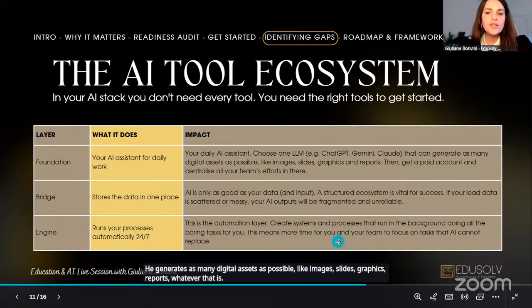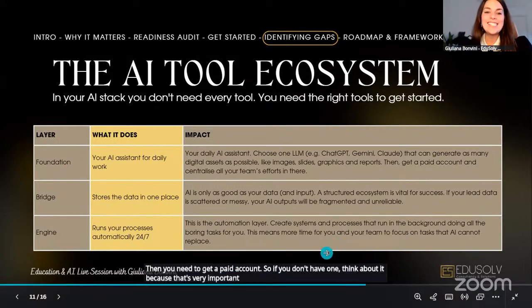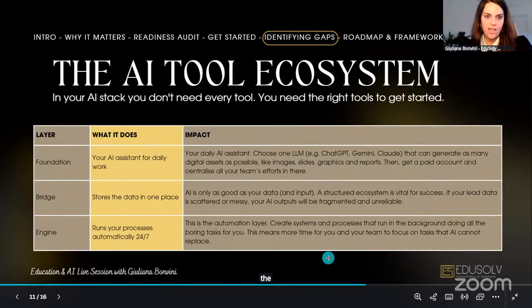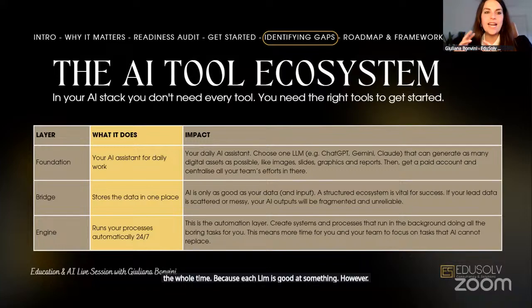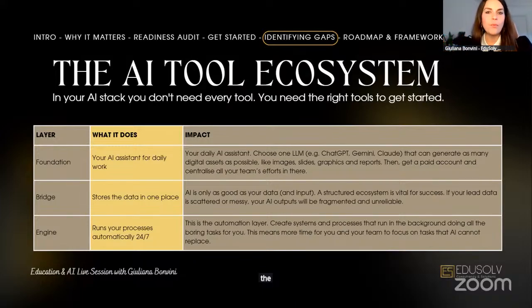Then you need to get a paid account. So if you don't have one, think about it, because that's very important. And centralize as much as possible there. That does not mean that you should only use one LLM the whole time, because each LLM is good at something. However, when it comes to your daily work, the more information you can feed into one model, the more that model is going to learn about you, about your business, about your team, and the better the quality of the outcome will be. Yeah, so that's basically what the foundation means.